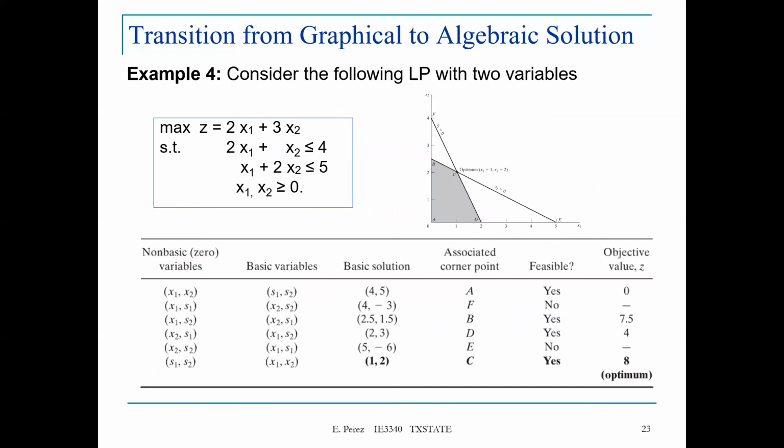So consider the following LP with two variables. If we go through the process of finding all possible combinations of making two of them equal to 0, so these are all possible combinations. We have 6.